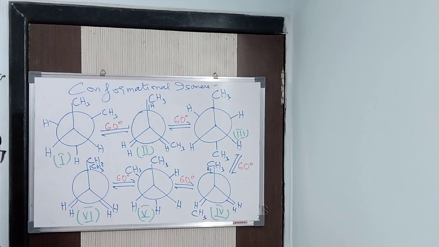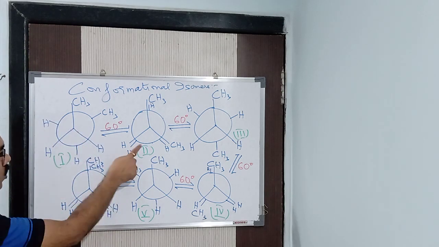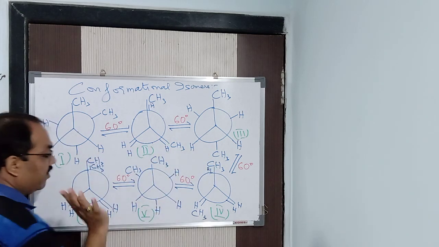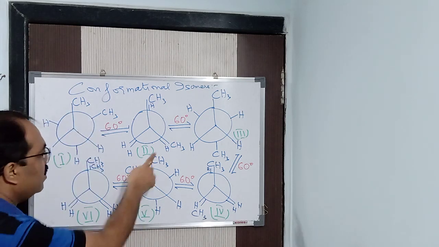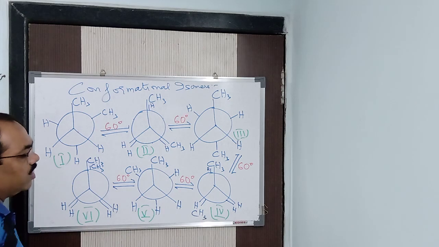It is eclipsed. 2, 4 and 6 are eclipsed. You can see here 2, 4 and 6 are at 0 degree. 1, 3 and 5 are staggered, which is not 60 degree. What you can see is 2, 4 and 6 at 0 degree. And 1, 3 and 5 are staggered.